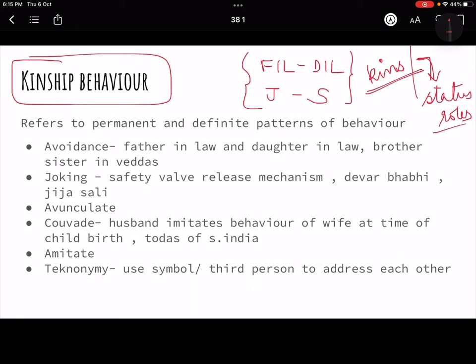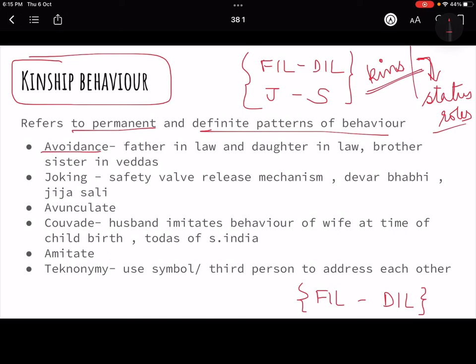So basically it refers to permanent and definite patterns of behavior. You will see more or less in India अगर हम बात करें, the relationship of father-in-law and daughter-in-law will be pretty much the same, right. And then in different cultures it is different, but more or less these are the 5-6 kinds of kinship behaviors that are there. For example, avoidance क्या होता है? Basically you do not talk to the other kin very freely, and there is a certain barrier that is there.